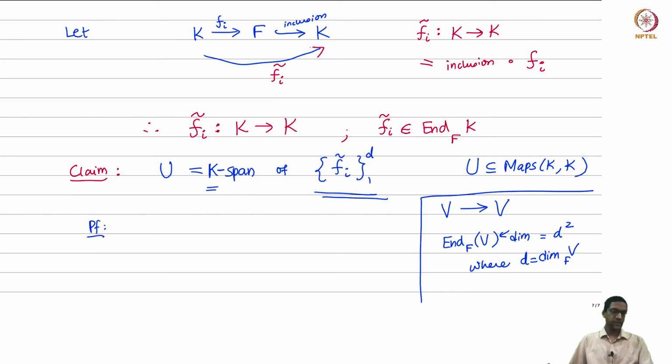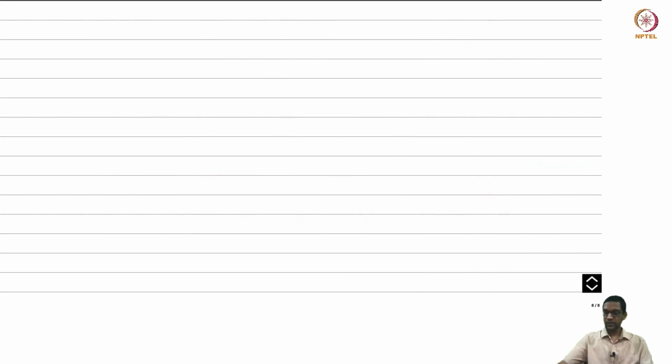So let's prove this. Once we identify the right elements, the proof itself is easy. Let's take a linear transformation T from K to K. T belongs to U. In other words, T is a K-F linear endomorphism of K. I need to show T can be written as a span of these elements. So let's look at what T looks like. T of an element x: I first write the element x as a linear combination of the basis elements alpha j.